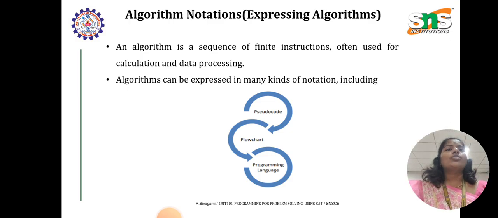Algorithm notations. What does it mean by algorithm notations? It is also called expressing algorithms. An algorithm is a sequence of finite instructions, often used for calculation and data processing. Algorithms can be expressed in many kinds of notations, including pseudocode, flowchart, and programming languages.